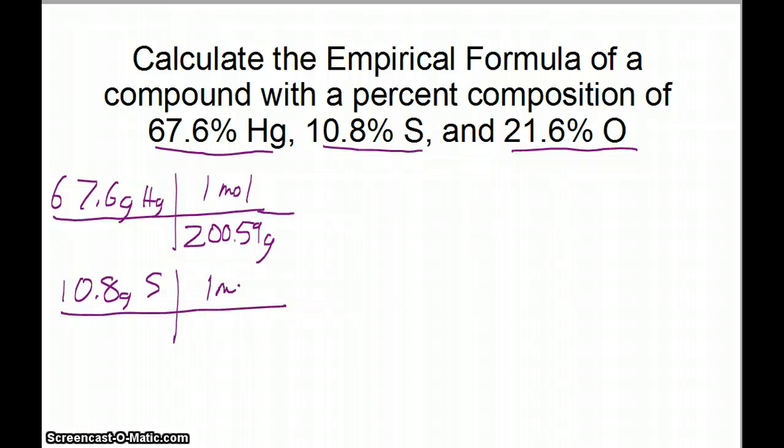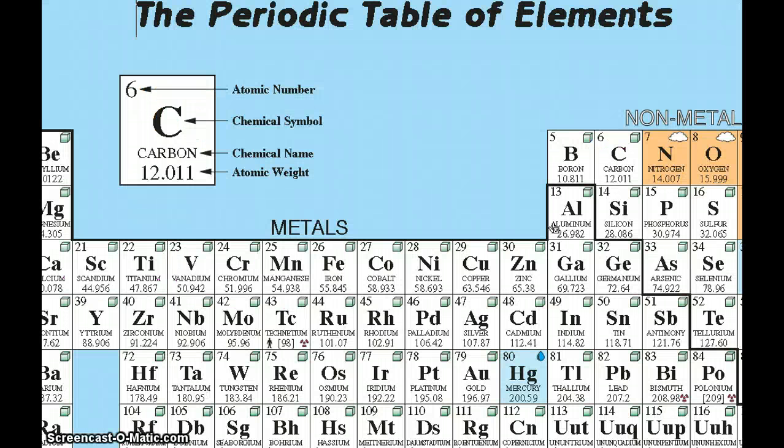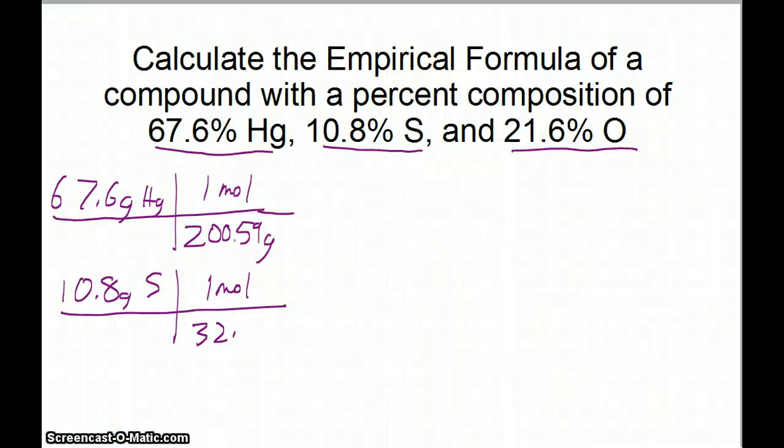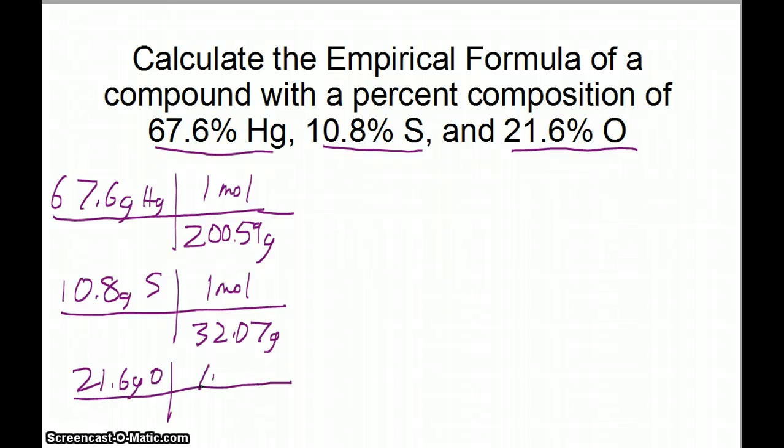Sulfur in 1 mole, we end up having 32.07 grams. And then oxygen, 21.6 grams of oxygen. 1 mole of oxygen is 16.00 grams. So we go ahead and we're going to calculate all of these.